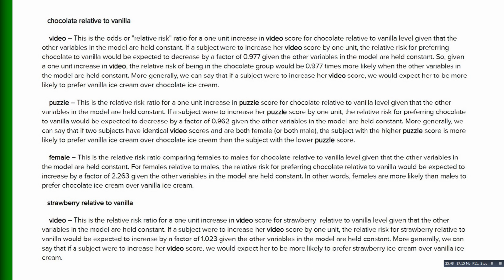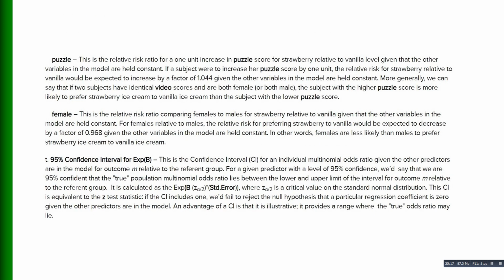And finally, there are the 95% confidence intervals for exponentiated beta. This is the confidence interval, CI, for an individual multinomial odds ratio given the other predictors are in the model for outcome M relative to the reference group. For a given predictor with a level of 95% confidence, we would say that we are 95% confident that the true population multinomial odds ratio lies between the lower and upper limit of the interval for outcome M relative to the reference group.